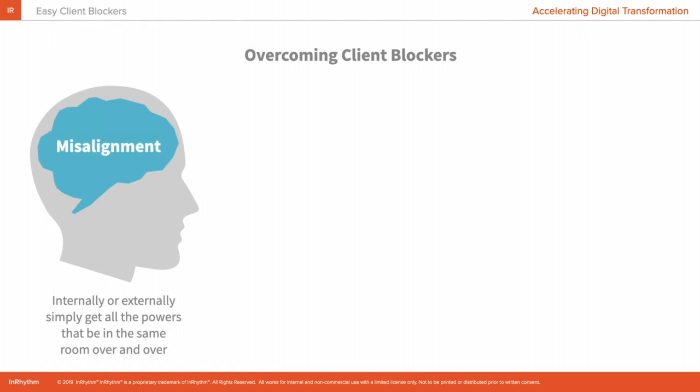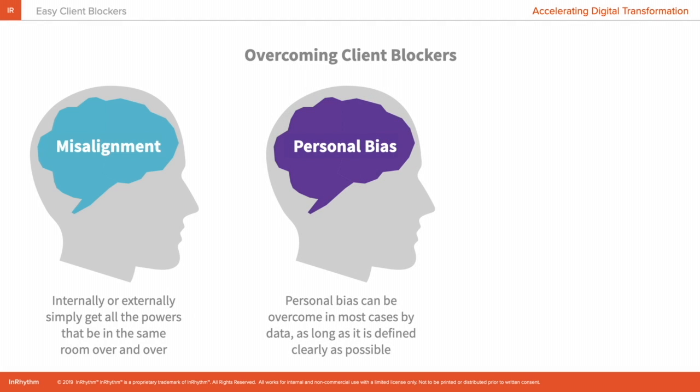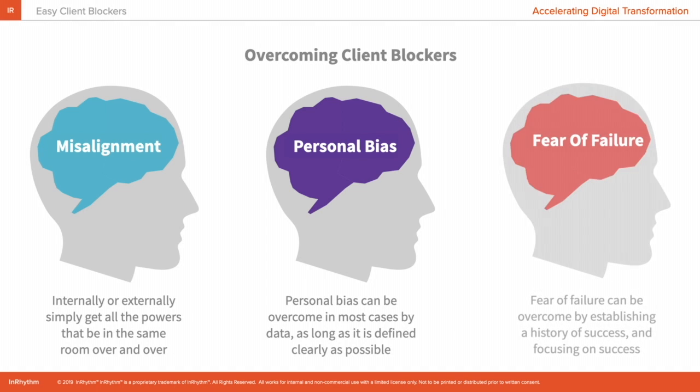If someone is operating under a misalignment, then you simply gather all the internal and external powers that be and get them in the same room and resolve the situation. If someone has a personal bias, such as they don't like a specific type of technology that they don't want to use for the project, but you feel it is required, then you can overcome this by providing data, as long as the bias is clearly defined. Fear of failure can be overcome by establishing a history and a track record of success and focusing on that success.